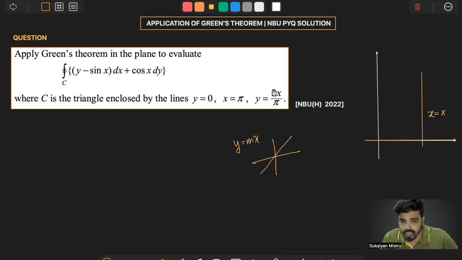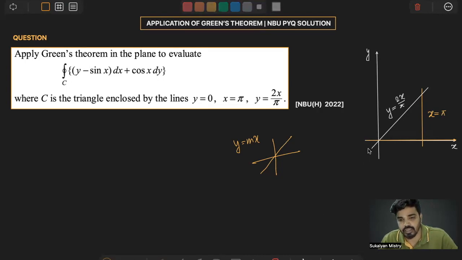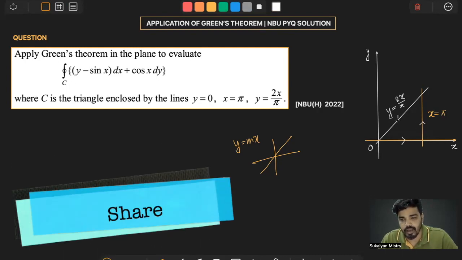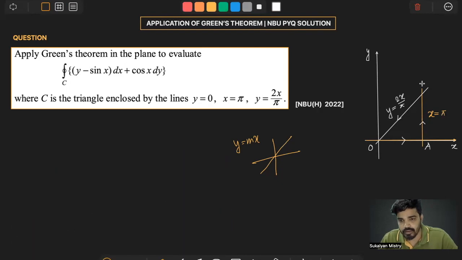Okay, look, y is equal to mx, where m is 2 by pi. So this is a straight line passing through the origin, for y equal to 2x by pi. So we form a triangle. I think up to this is clear. This is the x-axis, this is the y-axis, this is the origin. So this is the triangle OAB.